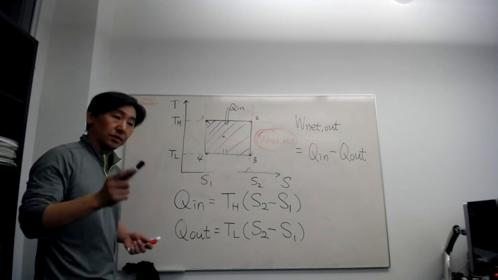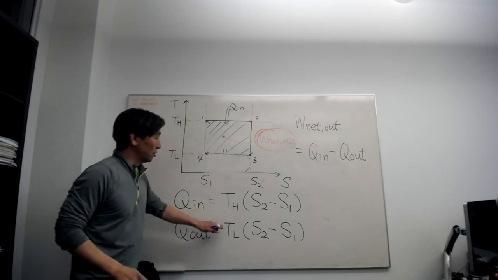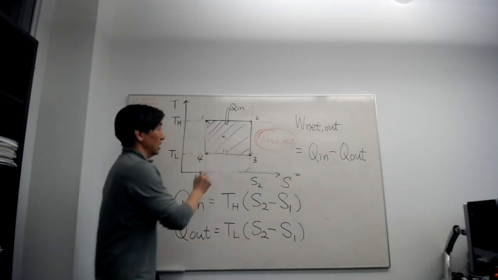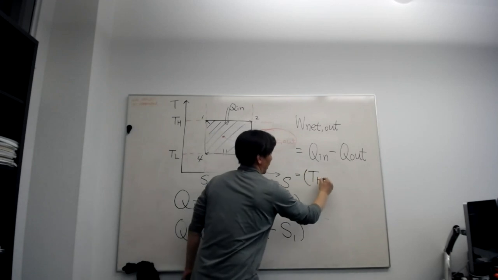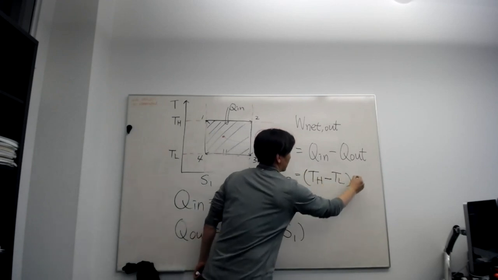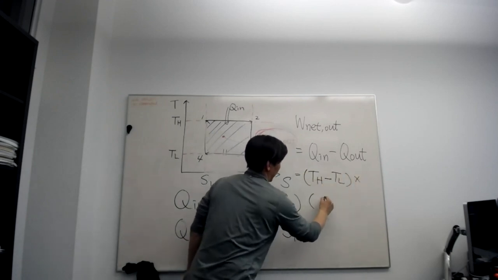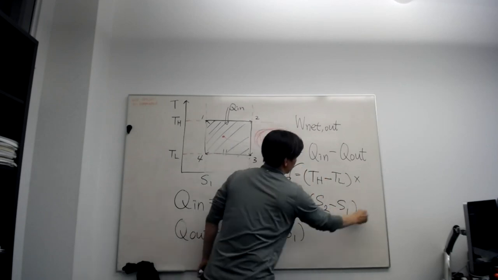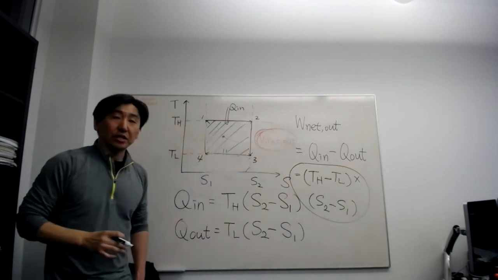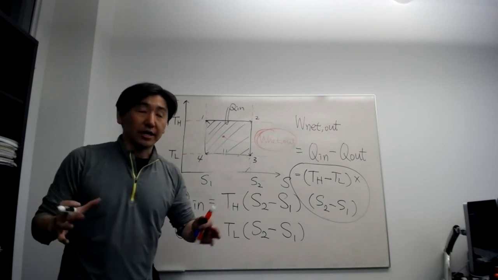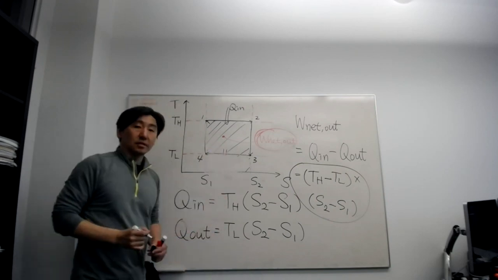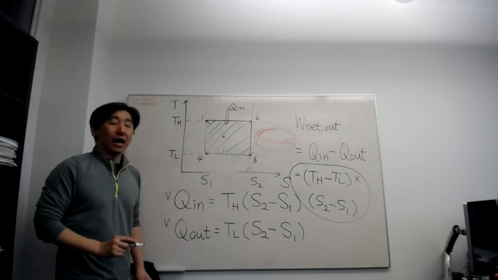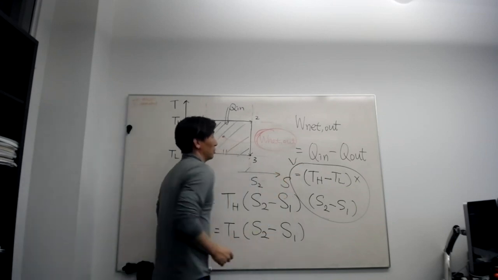Then, in terms of equation, by putting those equations into W net out, it gives us TH minus TL times S2 minus S1. So that is, again, basically the equation for the rectangular area of your TS diagram. Remember those two equations for Q in and Q out, and also this work net out.